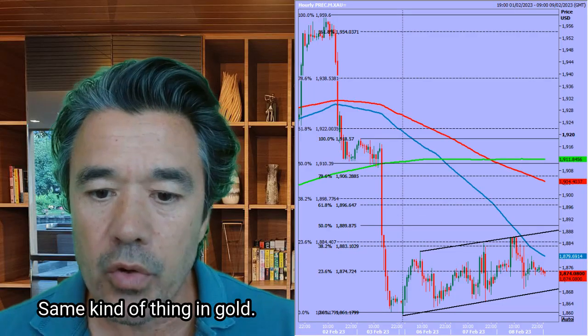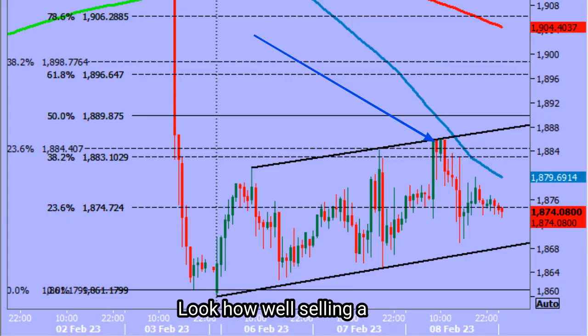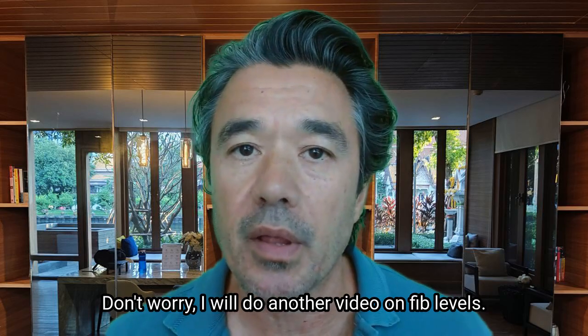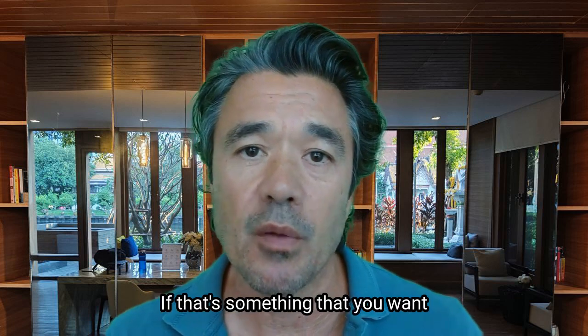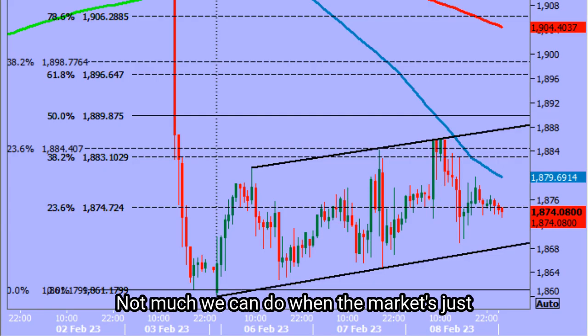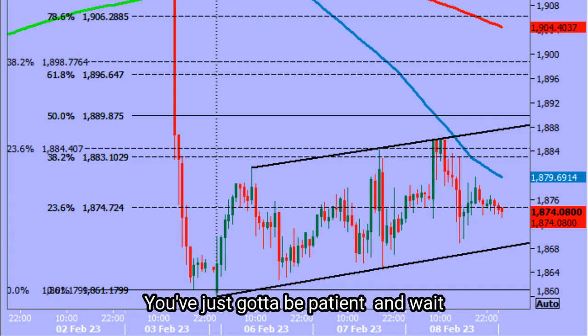The same kind of thing in gold. Joining these 2 points gives us the upper trend line. Look how well selling a short position at the upper trend line would have worked. And I particularly like this level because it combines with the 38.2% fib and the 23.6% fib, these 2 sets of fib levels that I've got in there. Don't worry, I will do another video on fib levels. If that's something that you want me to do soon, please put it in the comments box and I'll line that up. Not much we can do when the market's just hovering around in the middle of the channel. You've just got to be patient and wait for it to test either of the parameters.